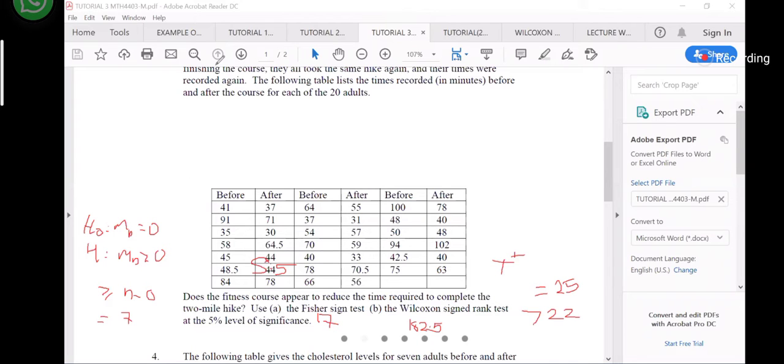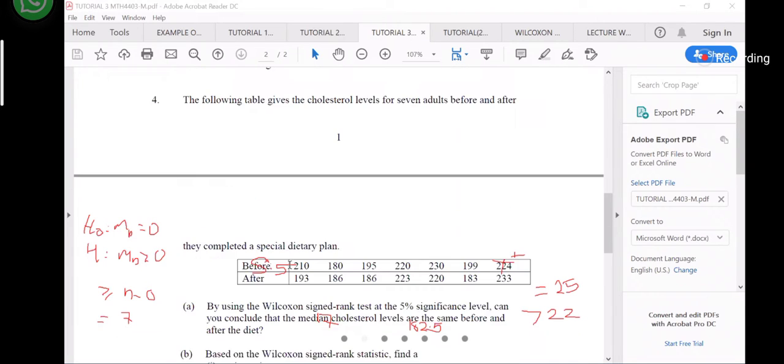Now move on to number 4, the Wilcoxon one. Let me just erase this. For number 4A, what is T plus? You get 21.5, isn't it?